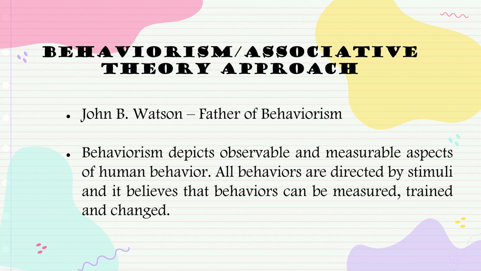Next is behaviorism, the first basic approach. Behaviorism, or the associative theory approach. John B. Watson is the father of behaviorism. John B. Watson states that behaviors can be measured, trained, and changed. All behaviors are acquired through conditioning. According to John B. Watson, behaviorism depicts observable and measurable aspects of human behavior. All behaviors are directed by stimuli, and it believes that behaviors can be measured, trained, and changed, as I said a while ago.